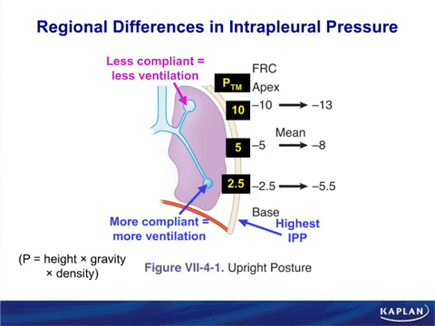At low lung volumes, compliance is high. At high lung volumes, compliance is low. Just applying what we already know. So the base of the lung is going to have more compliant alveoli. Therefore, when I take a breath, I'm going to get more ventilation at the base compared to the apex. And that's because of this gradient of interpleural pressure.